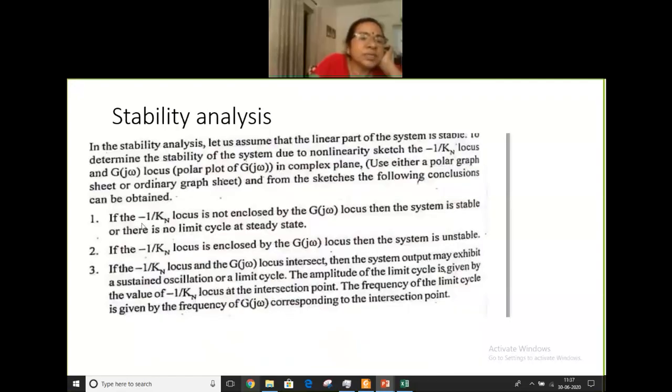If the minus 1 by Kn locus is not enclosed by the G(jω) locus, then the system is stable, or there is no limit cycle. If the minus 1 by Kn locus is enclosed by the G(jω) locus, then the system is unstable. Okay, that is the condition.